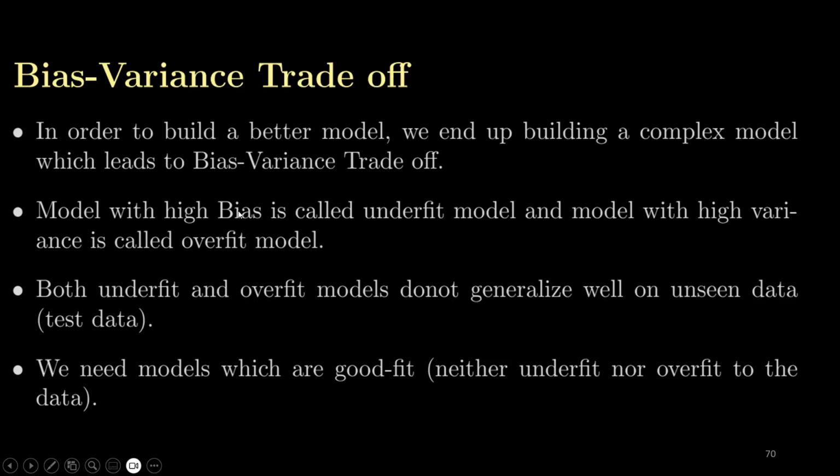So high bias has an underfit condition, that is, a model with high bias is called an underfit model. We do not need a model which is both underfit and overfit. If a model is only underfit, we can try to improve it, or if the model is only overfit, we can also try to improve it by adjusting either the bias value or the variance value. But if the model is both underfit and overfit at the same time, we cannot accept that model. So we need models which are a good fit according to our data set.